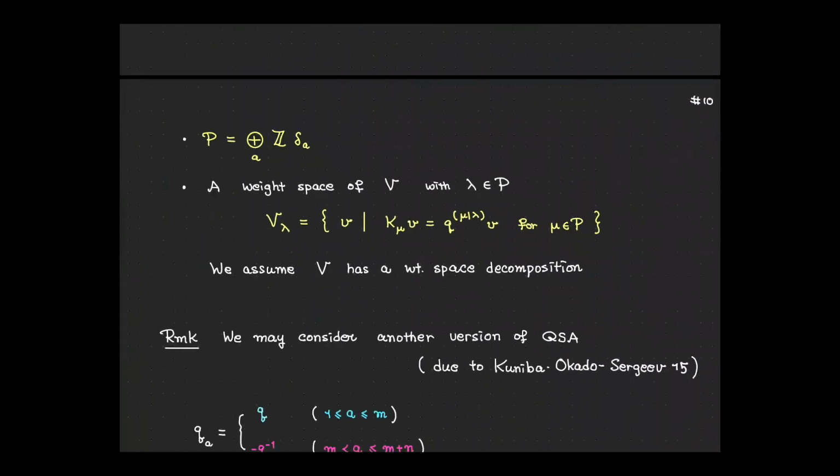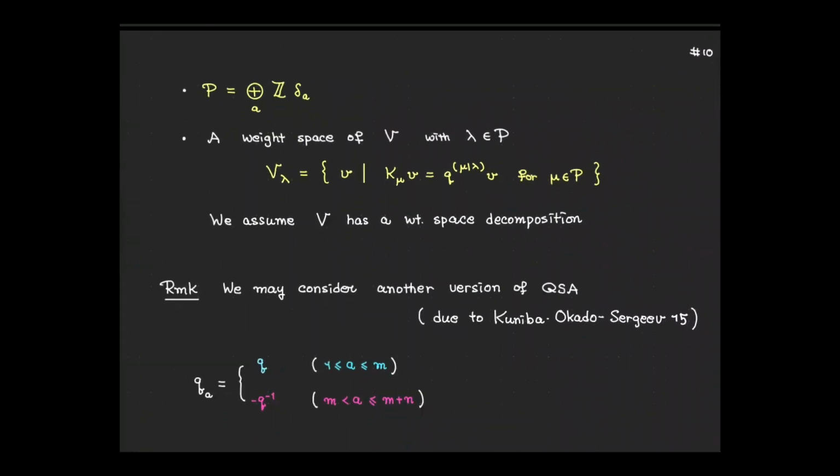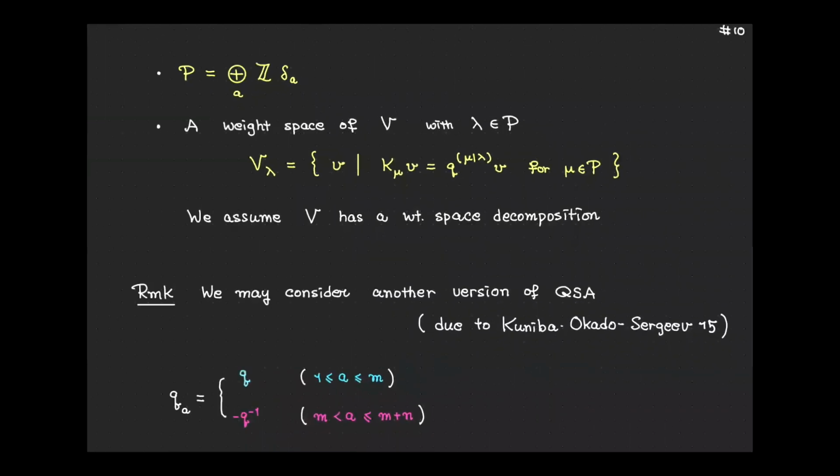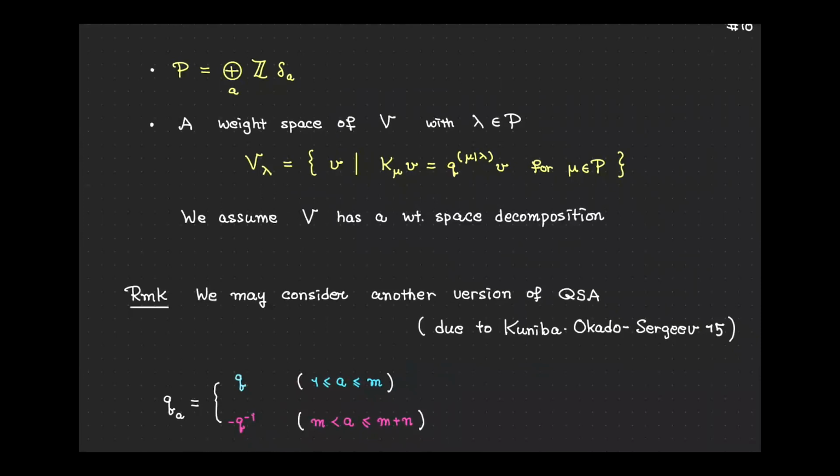Okay, my weight lattice is the free abelian group generated by these delta_a, and the weight space of V is the space where K_mu acts, where mu is from P, and K_mu can be defined in a natural way. So our weight space is defined in this way. It's the same as in the usual quantum group case.